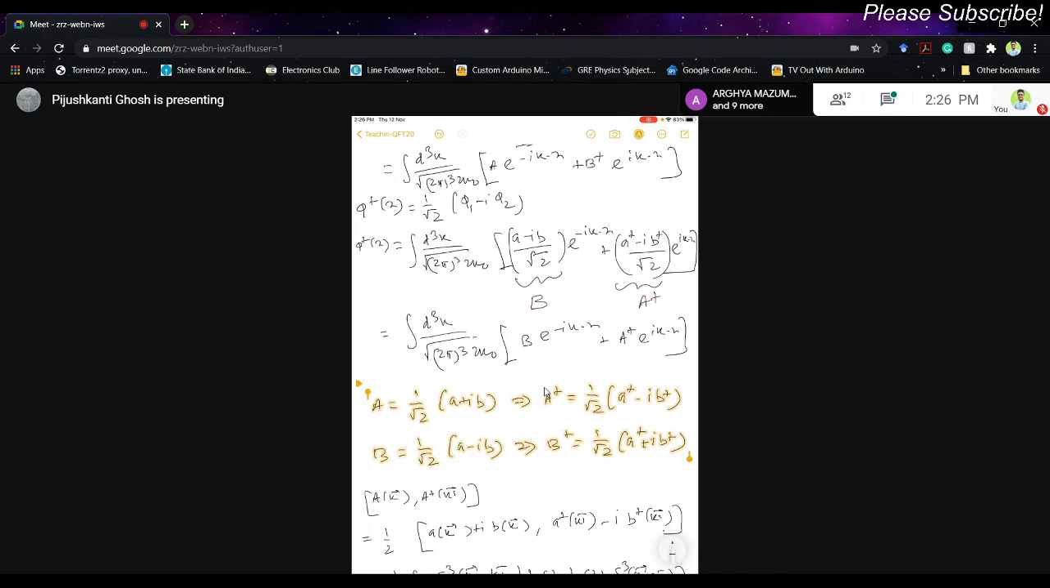Okay. Similarly, for A and B, you can similarly get the expression for A dagger and B dagger, and then you substitute it in this expression, and simplify this expression.